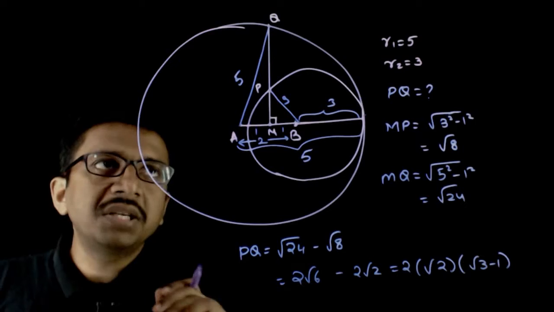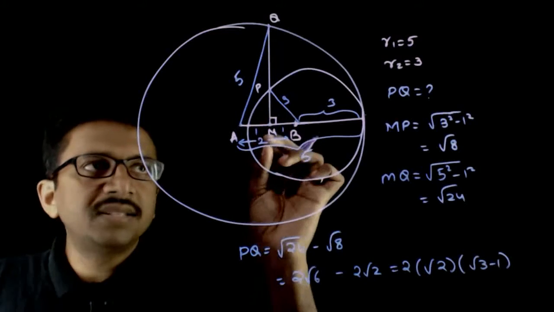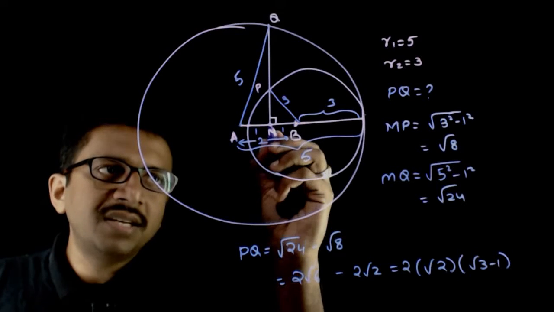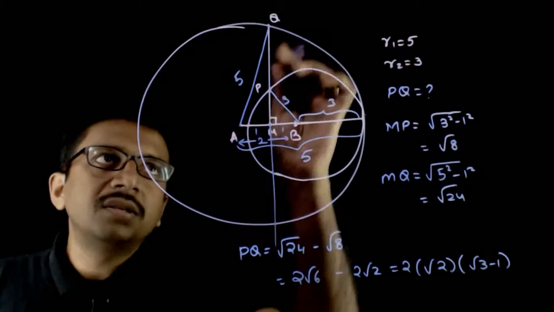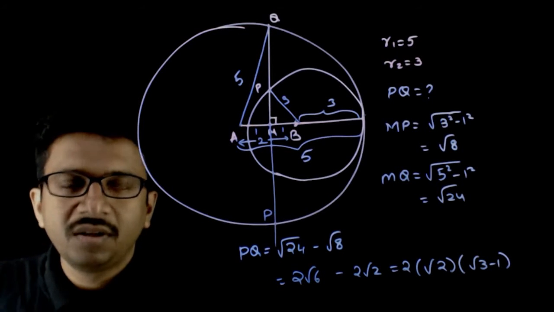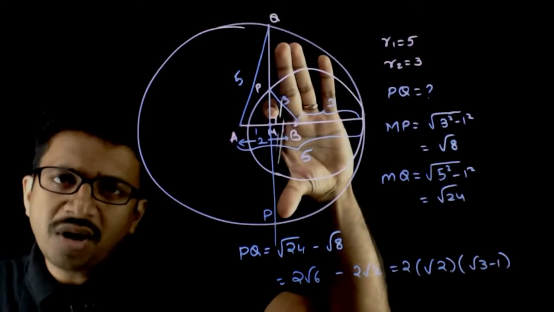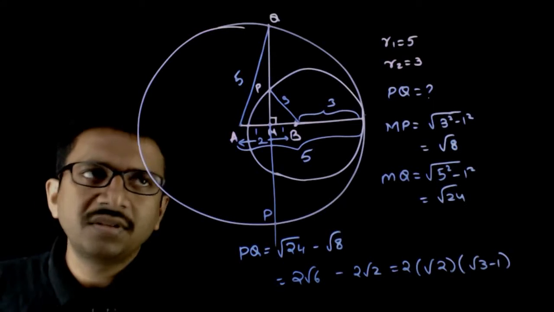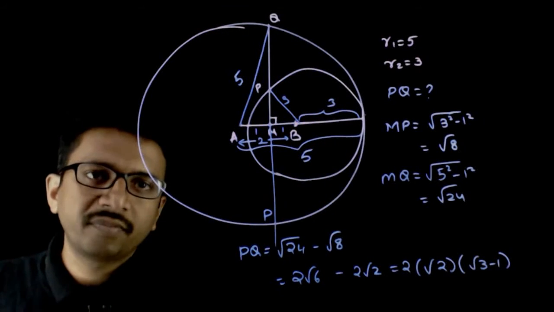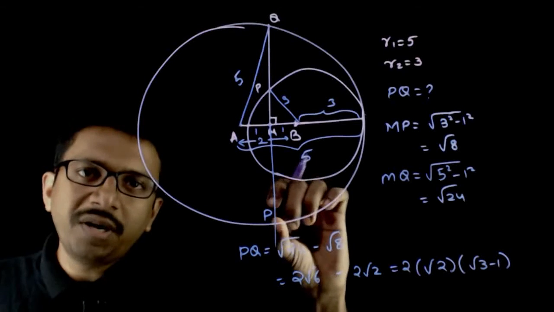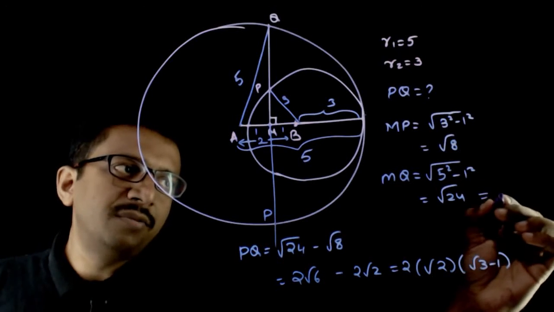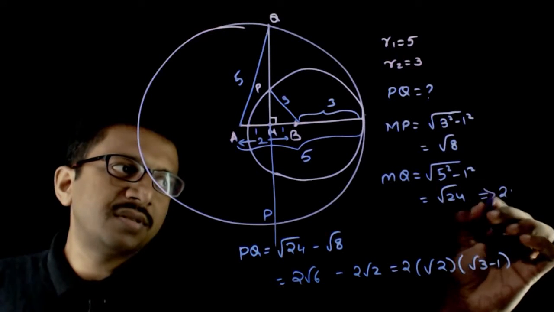But it's given in the question that the perpendicular bisector just meets the outer circle at P and Q. That means if I extend this perpendicular bisector, this point is Q and this point is P according to the question. So if you are asked to find this total length, this is still easier. So PQ will be equal to just 2 times MQ.